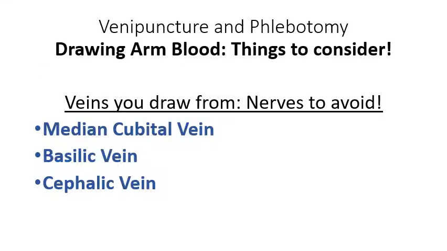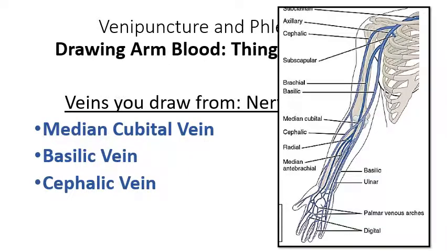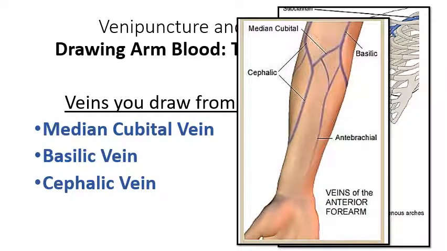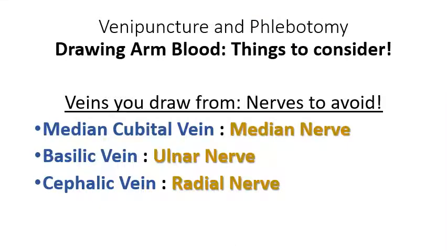All right. Consider the fact that you're drawing blood from either the median cubital vein, the basilic vein, or the cephalic vein. Consider the fact that running just underneath the median cubital vein, you have the medial nerve, and just under the basilic vein, you have the ulnar nerve, and just under the cephalic vein, you have the radial nerve. So if you stick the needle in too deep, it will go right through the vein and into the medial nerve or the ulnar nerve or the radial nerve, and that will cause excruciating pain.